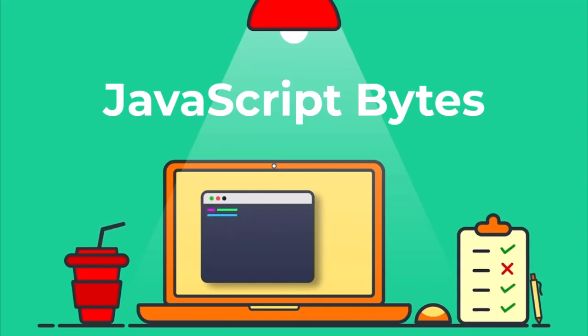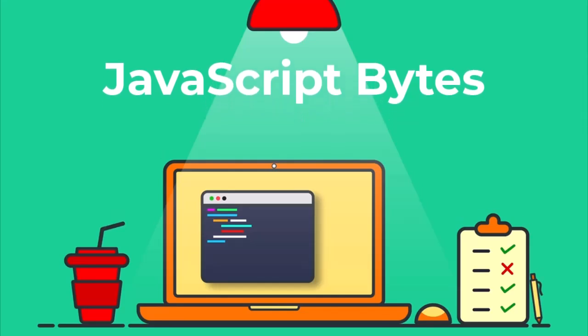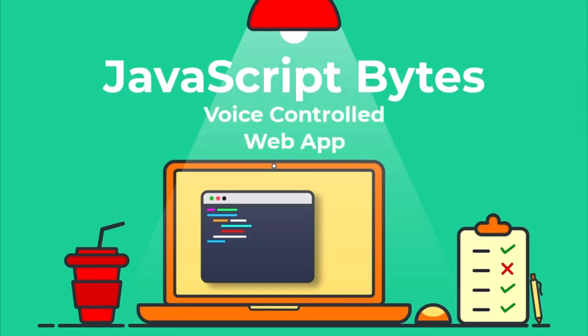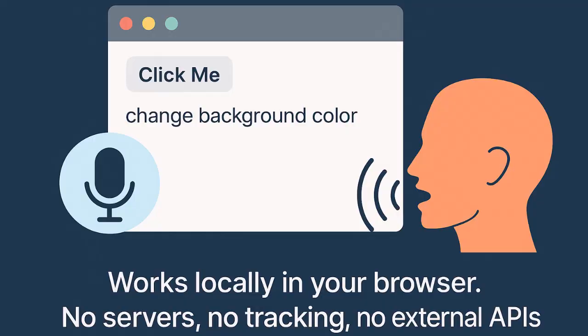In today's video, we are going to build a super fun and practical project, a voice-controlled web app, using vanilla JavaScript and the Web Speech API. This means you will be able to click a button, speak to your website, and it will literally respond by changing styles based on your voice commands.